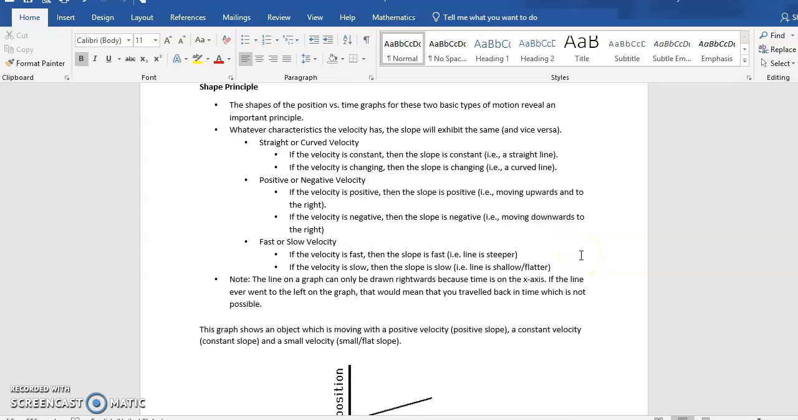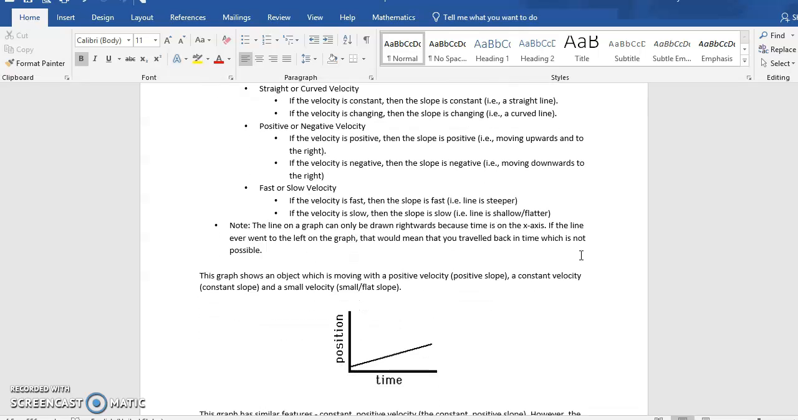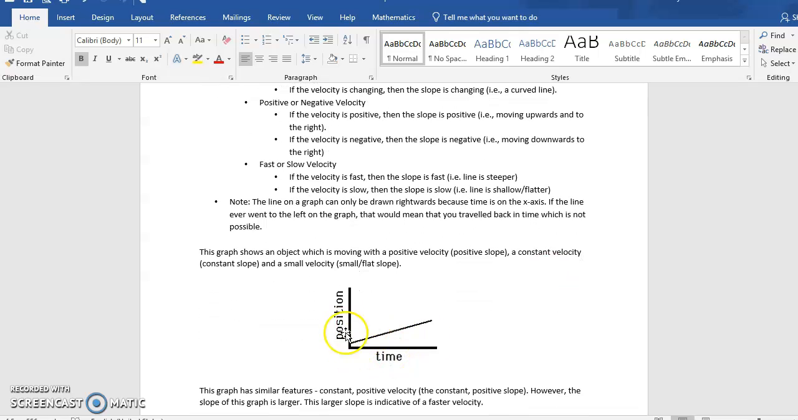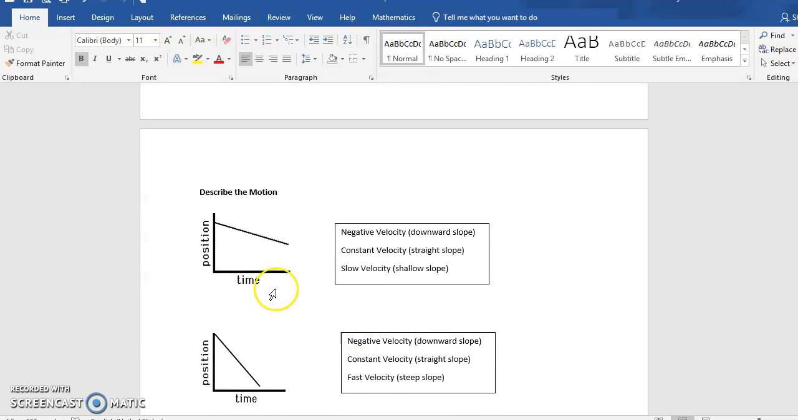So if the velocity is positive, then the slope is positive, and that means it's moving upward and toward the right. So we'll just look at this as an example right here, down here. The graph is moving upwards and to the right. If you have a negative velocity, then the slope is still moving towards the right, but in the downward direction. So let's just look here. This is a negative slope.